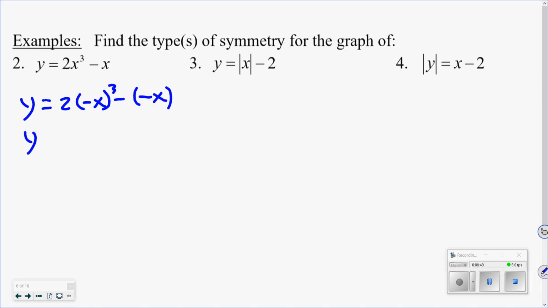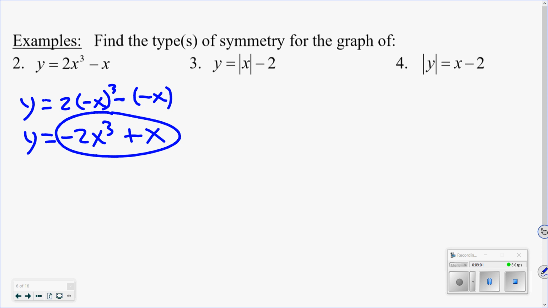I'm going to go y equals. If I cube a negative, it just becomes a negative. So it'd be negative 2x cubed. I have minus a negative. That changes to a plus. If I look at this and this, they are opposites of each other. So that it's not symmetric about the y-axis. That means it has to be symmetric about the origin.